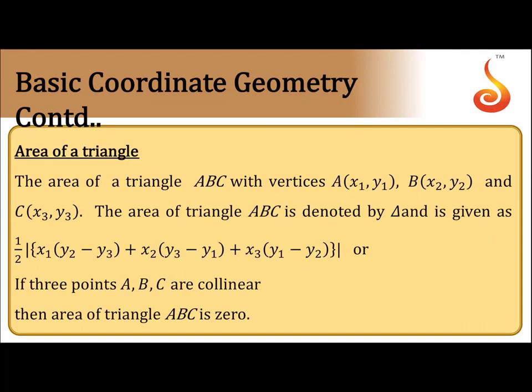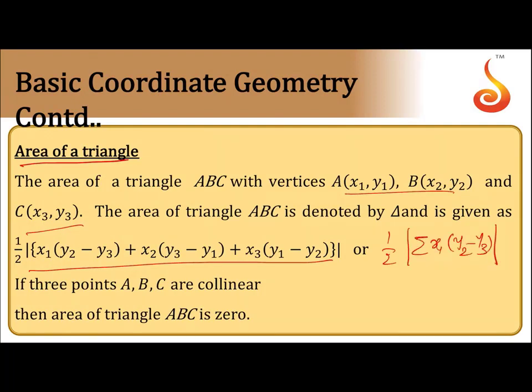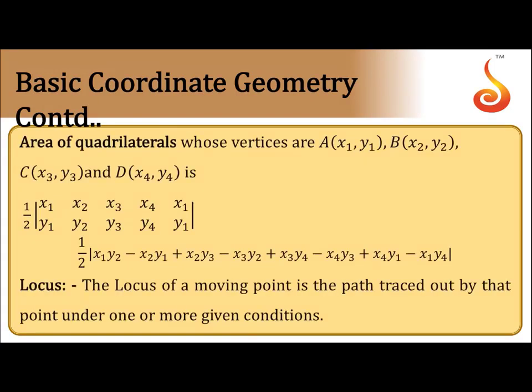Coming to the next concept, the area of the triangle. You might have done it already in the lower class. Generally, the basic formula is half into base into height. But when the vertices A, B, C are given to you, we can write it in the simplest form: the sigma of x1 multiplied by (y2 minus y3) is the formula to calculate the area of the triangle. And if the area of the triangle is 0, the points are said to be collinear points.